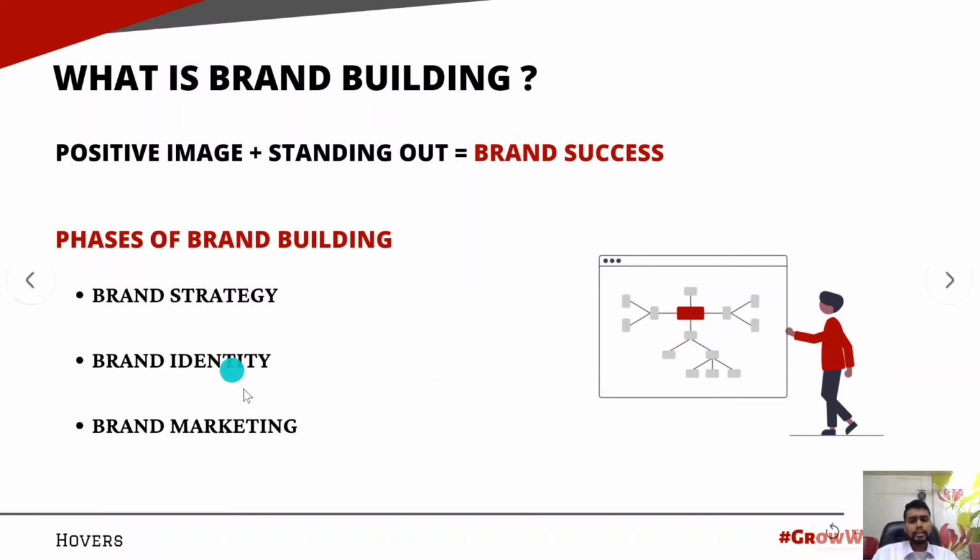The second is brand identity. All the things that come under brand identity are your logo, your tagline, your colors, your packaging. All this is brand identity. Brand identity is going to be the thing that your brand is going to be known by among customers and people. The third point is brand marketing.